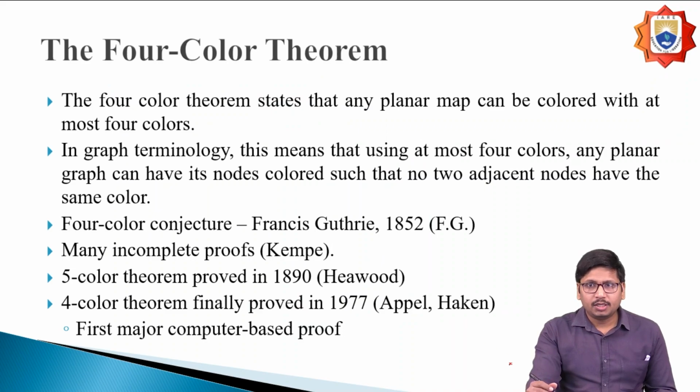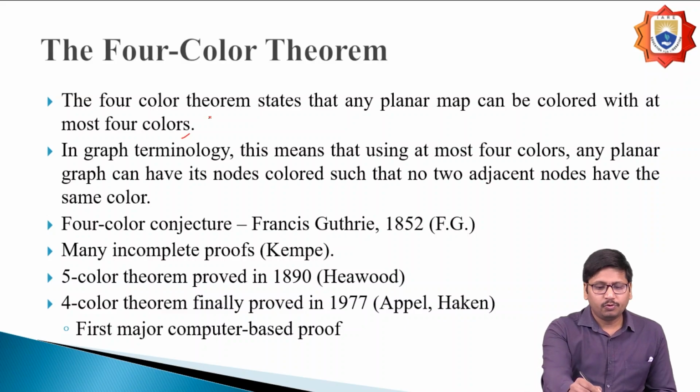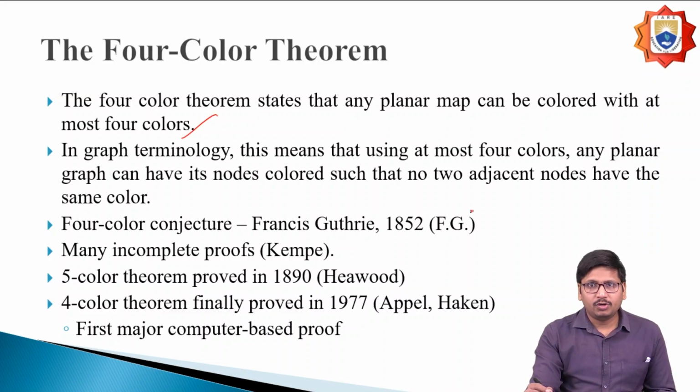So what is the four color theorem? The four color theorem states that a planar map can be colored with at most four colors. In graph terminology, at most four colors are required for coloring any graph, such that the nodes are colored and no adjacent nodes have the same color. It was invented by Francis Guthrie in 1852, and many incomplete proofs were available. Then finally the four color theorem was proved in 1977 with a major computer-based proof.